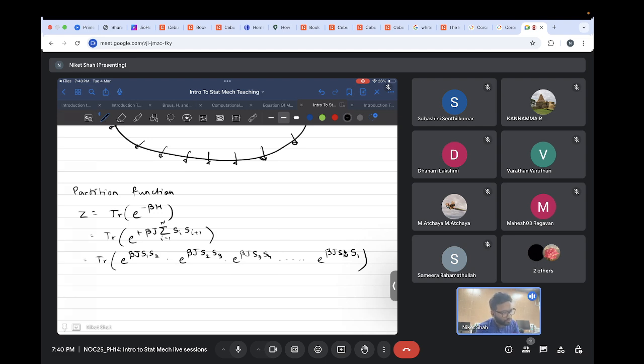Now what does trace do? Trace would basically mean you have to sum over all possibilities of Si, whatever Si is. Here the Si can take values 0 and 1. So Si in 0, 1, sum over all of that, e raised to power beta J s1 s2 ... e raised to power beta J sn s1.